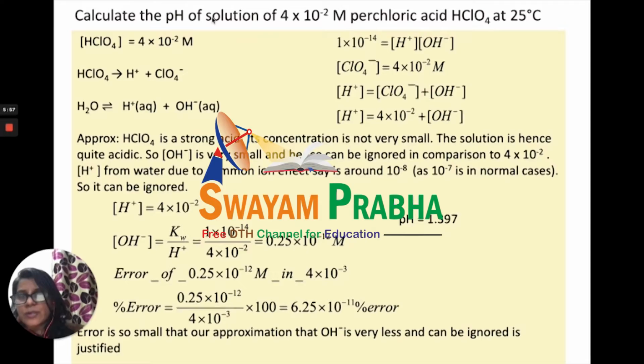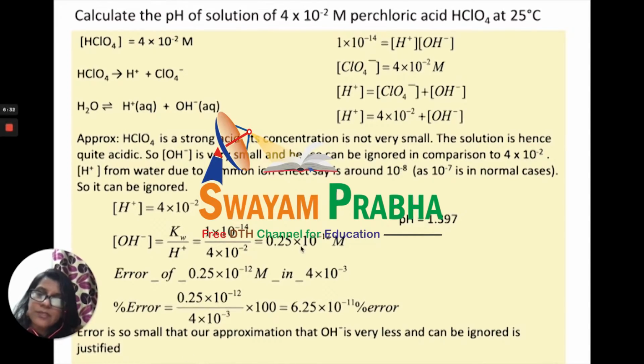But our aim was to find out the pH. Because H plus is equal to 4 into 10 to the power minus 2 molar, pH is equal to 1.3917. We already know what pH is: pH is equal to minus log of H plus. Let us again try and see the error that comes in the solution by ignoring H plus from the water. How much is the OH minus? 0.25 into 10 to the power minus 12 molar. The same amount of H plus is coming from the water because water dissociates to give you equal numbers of H plus and OH minus.